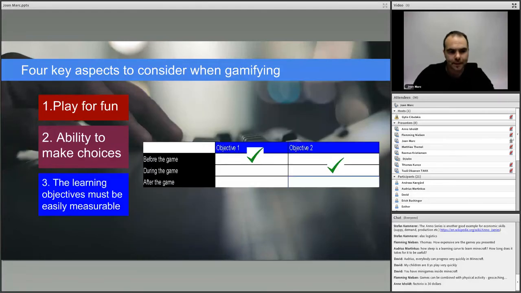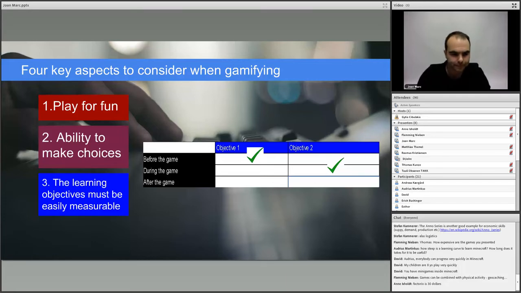The third concept is that the learning objectives must be easily measurable. We always say education before the game and not the other way around. In order for gamification to be successful, it is important to have in mind throughout the design process how we will evaluate whether or not the student has accomplished the learning objectives.